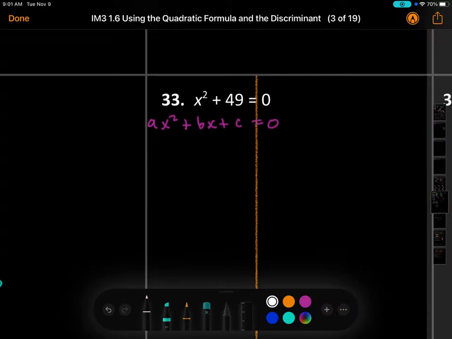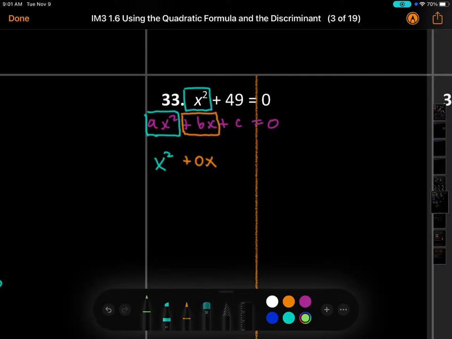Okay, let's try and do color coded. This one has an x squared, so we have that. That is x squared. Okay, do you have one that has just an x in it? Does 49 have an x in it? It does not. So in this case, you write 0x. Why do you write 0x? Because we have to identify the a's, b's, and c's. The b value is in front of the x, but in the original equation, x squared plus 49, it does not have one.